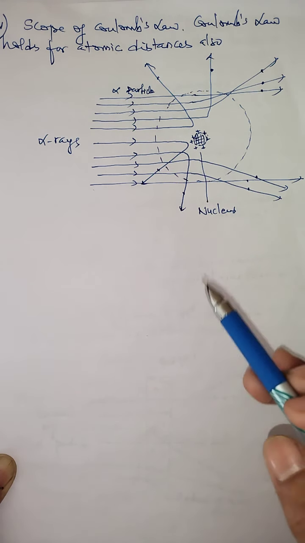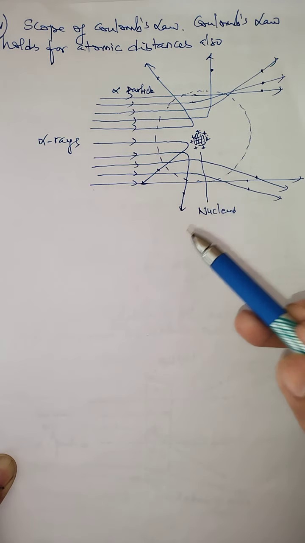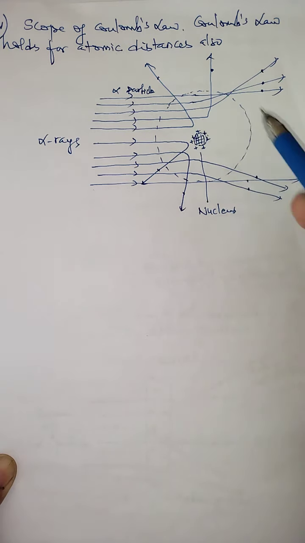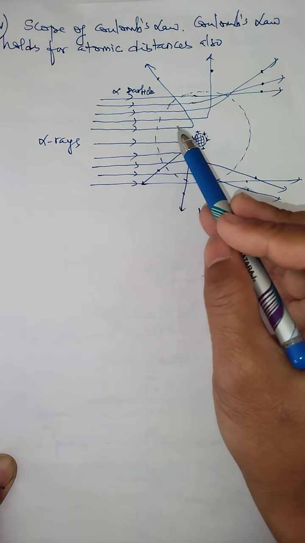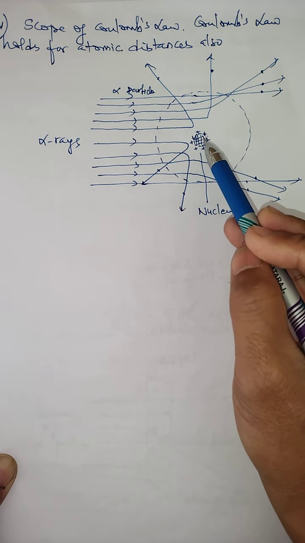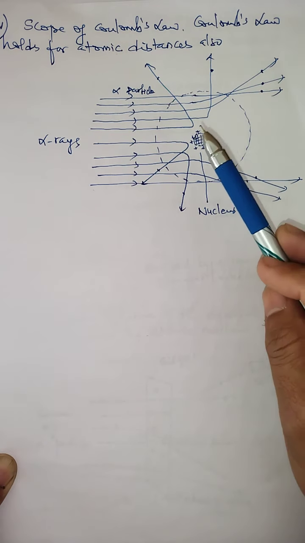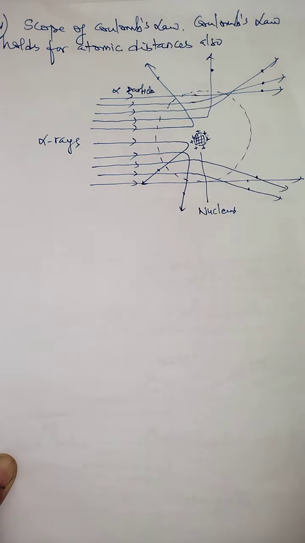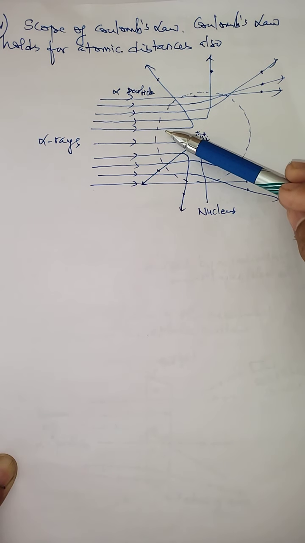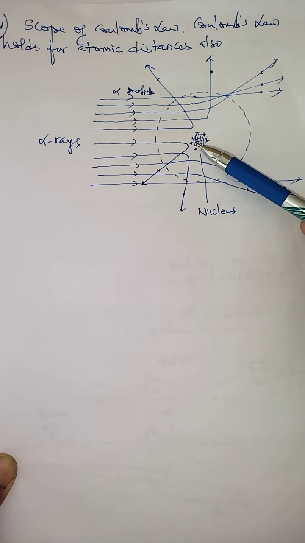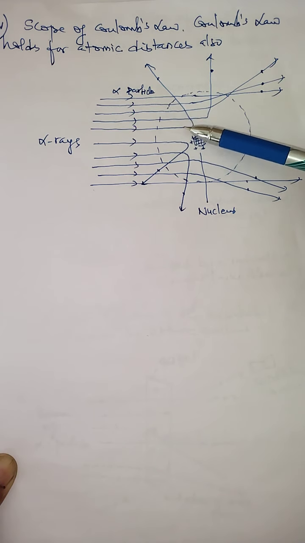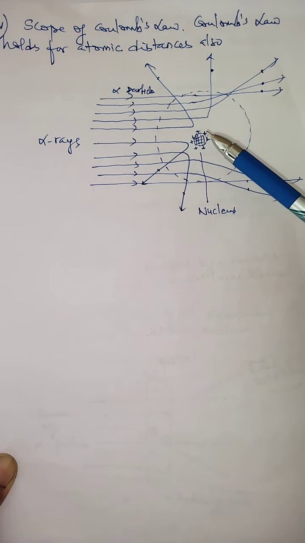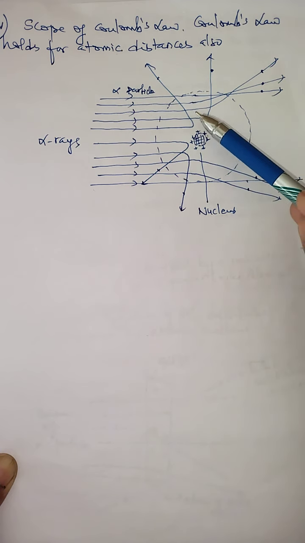That is, this force is inversely proportional to the square of the distance of the particle from the nucleus. You can see in the diagram, when the particles are very close to the nucleus, the nucleus exerts a strong repulsive force, and due to that the particles get deflected by an angle greater than 90 degrees. But when the distance between the alpha particle and the nucleus is large, that means when the distance increases, the repulsive force exerted by the nucleus on the alpha particle decreases.